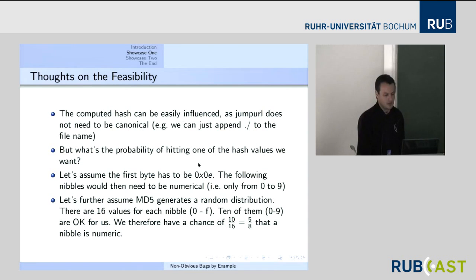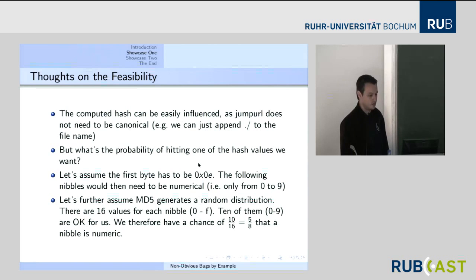One way to influence it is we could just append some junk string to the jump URL parameter, because it doesn't need to be canonical. So we can, for instance, just append, I don't know, // that wouldn't change the file name at all, but it would change the hash value.